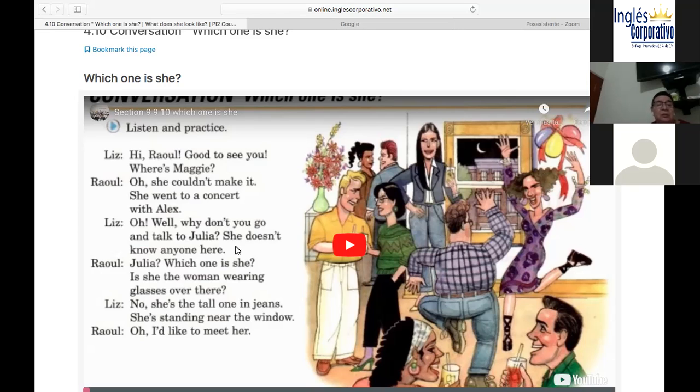Hi, Raul. Good to see you. Where's Maggie? Oh, she could not make it. She went to a concert with Alice. Why don't you go and talk to Julia? She doesn't know anyone here. Julia, which one is she? Is she the woman wearing glasses over there? No, she's the tall one in jeans. She is standing near the window. Oh, I'd like to meet her.